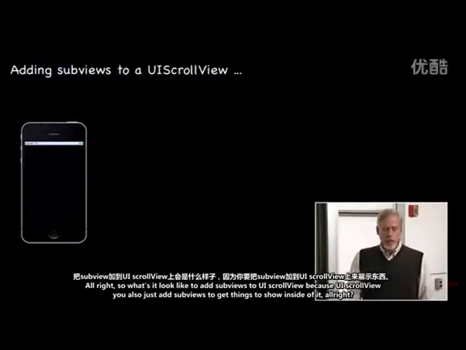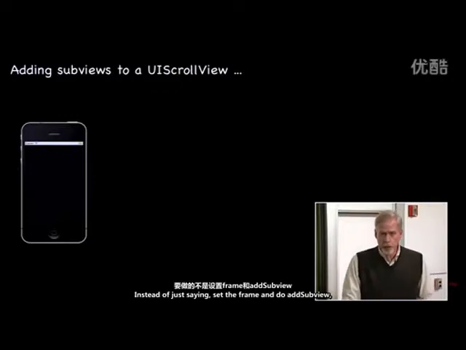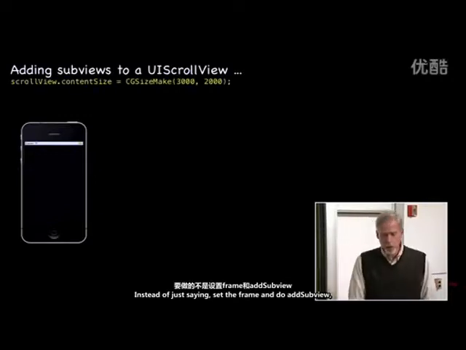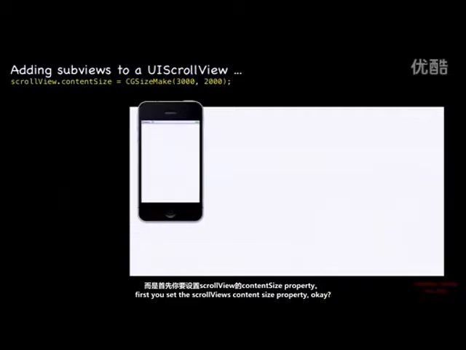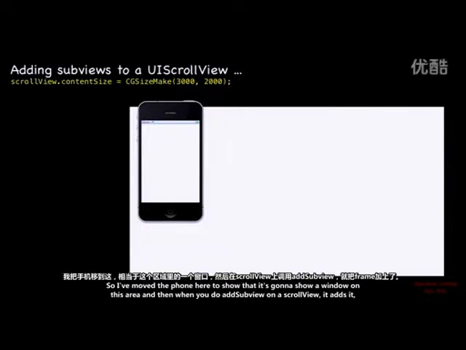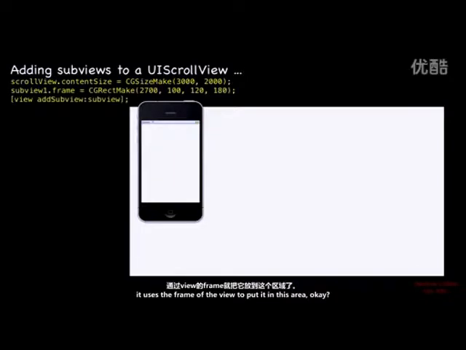All right. Instead of just setting the frame and calling addSubview, first you set the scroll view's contentSize property. Okay, so this content size is just a big size, and it makes an area that the scroll view is going to scroll around in. I've moved the phone here to show that it's going to show a window on this area. And then when you call addSubview on a scroll view, it uses the frame of the view to put it in this area.